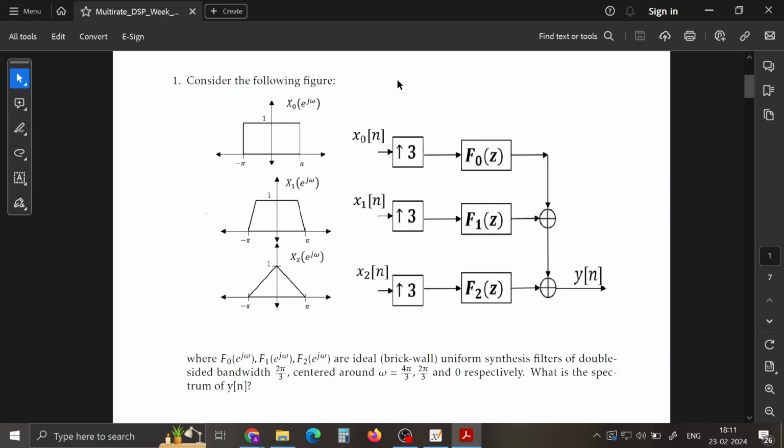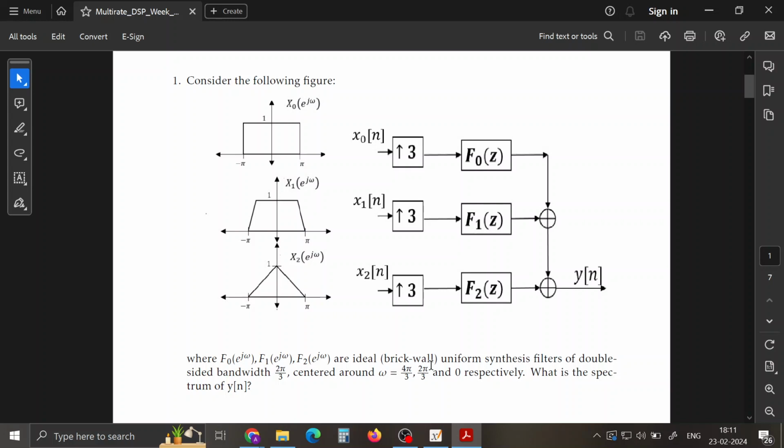So these three filters, f naught of z, f1 of z, and f2 of z, are ideal brick wall filters, meaning that they are just ideal rectangular filters, and their center frequencies are also mentioned. F naught is centered at omega equals 4 pi by 3, f1 is centered at 2 pi by 3, and f2 is centered at 0. Each of these filters has a double-sided bandwidth of 2 pi by 3. That's the width.